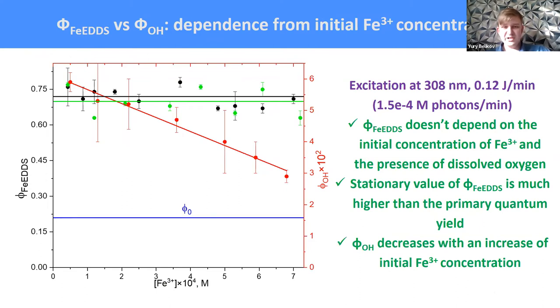So let's move on to the stationary experiments. Initially, we were also studying the effects of initial iron concentration on the quantum yield. And as you can see on the graph, in the case of the quantum yield of photolysis, such an effect is absent, both in experiments in air, with the average value in air marked black, and after purging the solution with argon, with its points in green. It's important to note that the average value is much higher than the primary quantum yield, which we obtained earlier. And as for the quantum yield of OAS formation, this quantum yield decreases with increasing concentration.